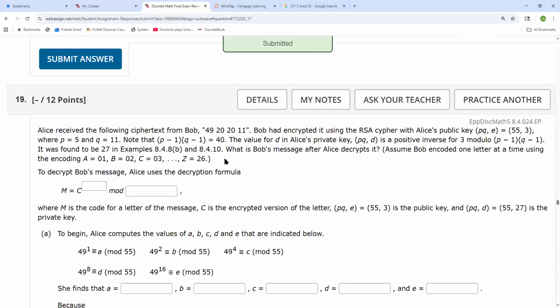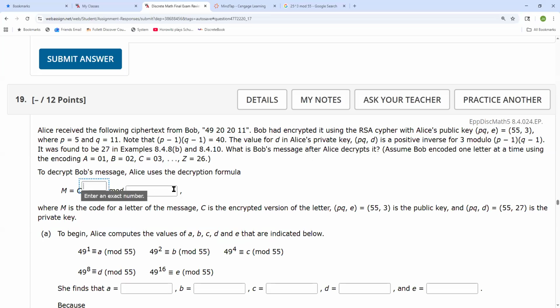Okay, let's move on to this one right here. Alice received the following ciphertext from Bob. Remember, this is what one of our projects was about. So theoretically, you could even use the functions in that project to do some of this work. Bob had encrypted it using the RSA cipher with the public key 55, 3. And note that 3 has a positive inverse mod the totient, which was found to be 27. Okay, what is Bob's message?